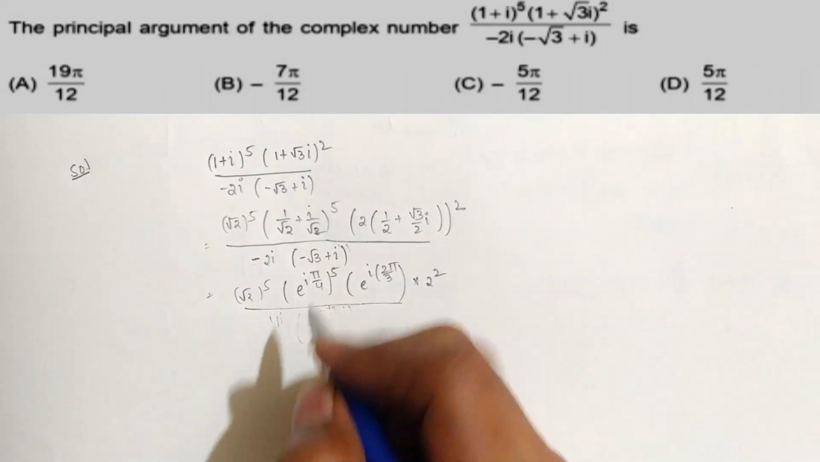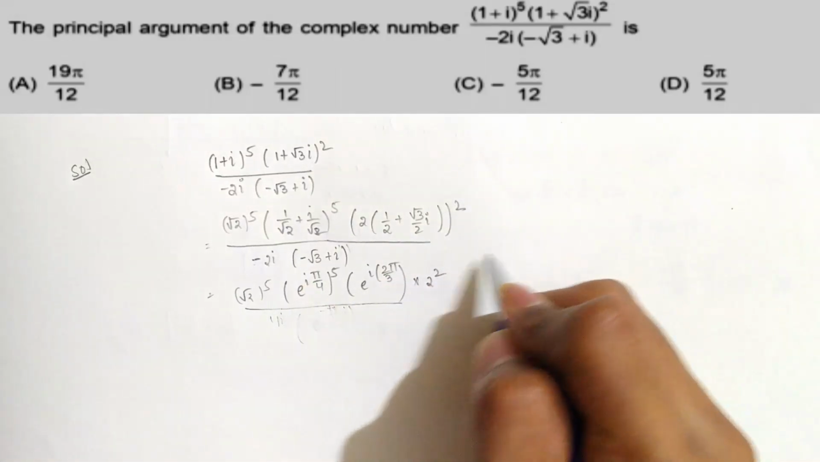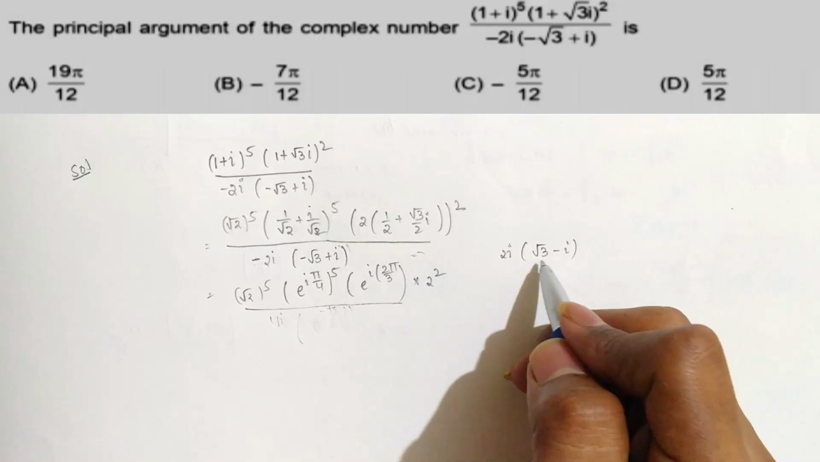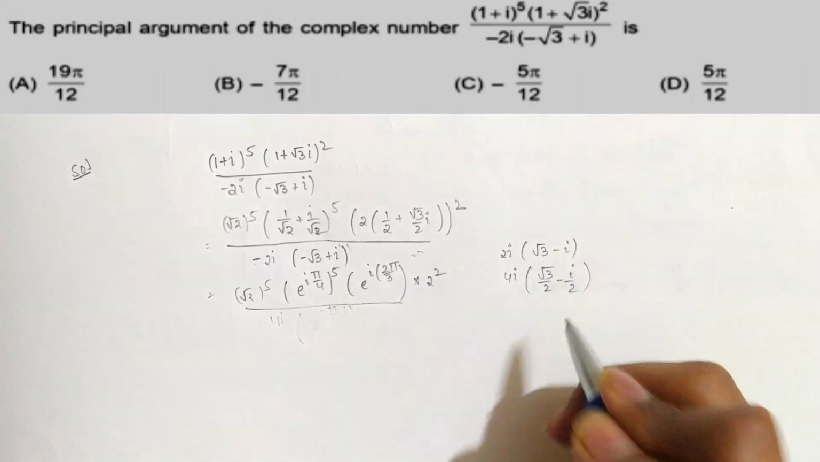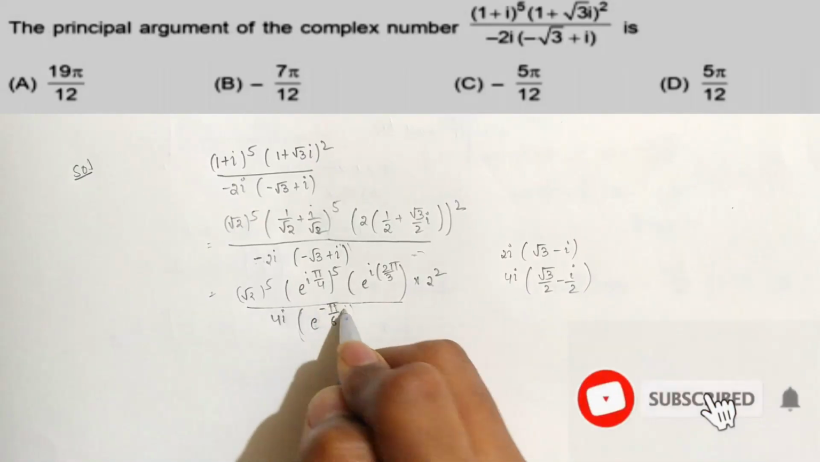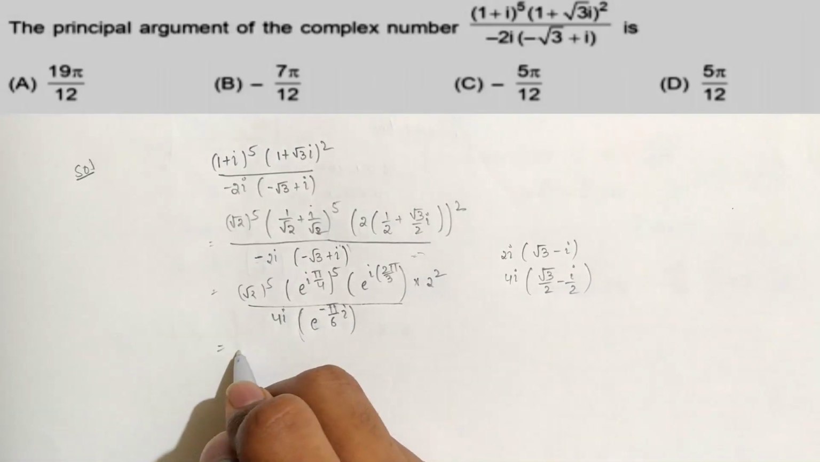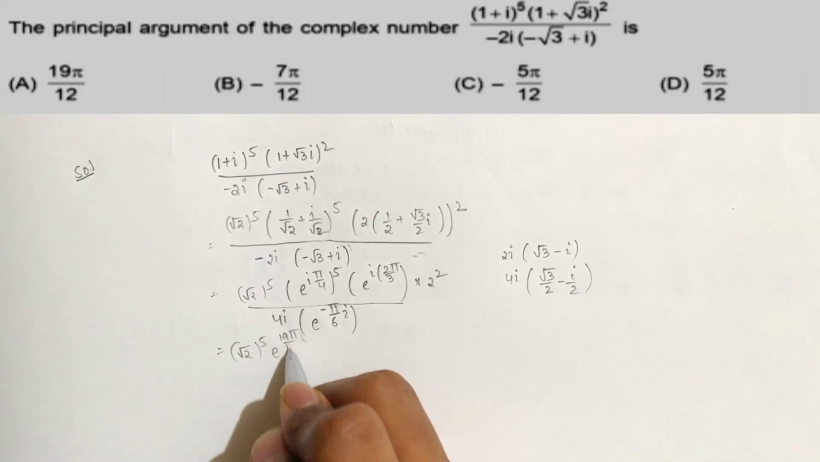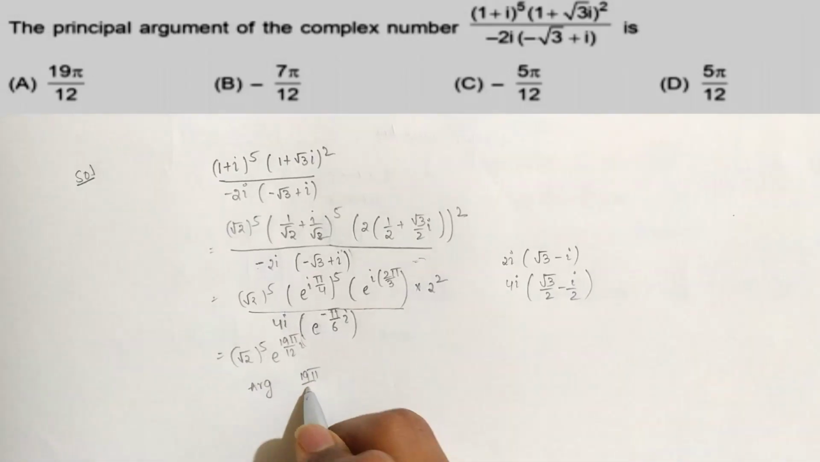Divided by, now let us bring this denominator also into Euler's form, multiply with minus, then it becomes 2i into root 3 minus i, then multiply it by 2 and divide it by 2, 4i into (root 3 by 2 minus i by 2). Now 4i into e power minus pi by 6 into i. This is equal to root 2 whole power 5 into e power 19 pi by 12 i. The argument will be 19 pi by 12.